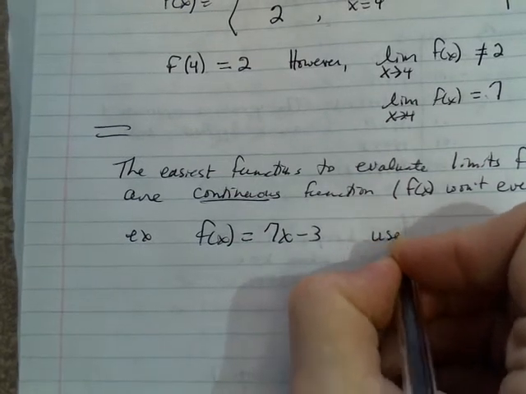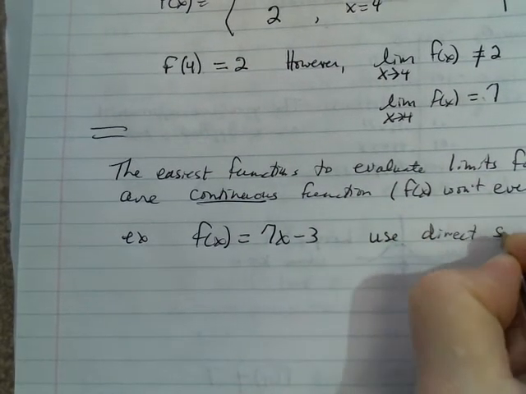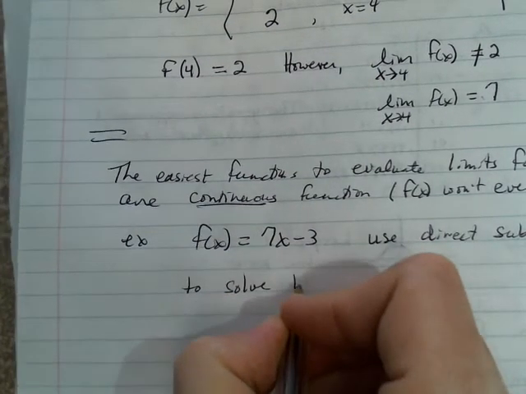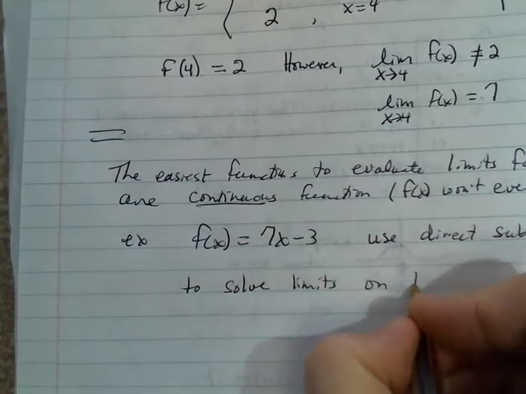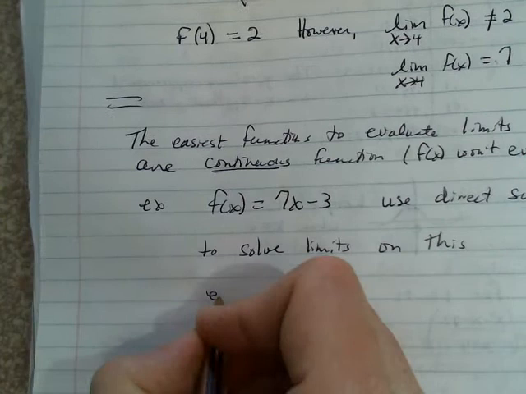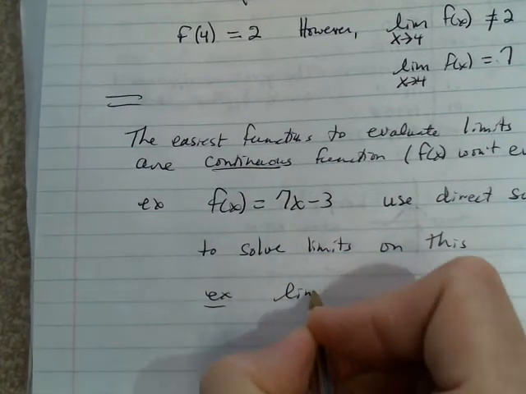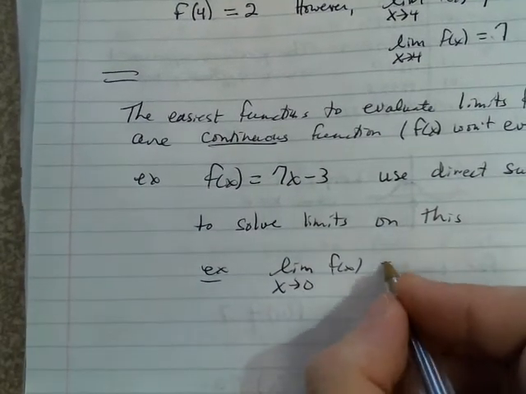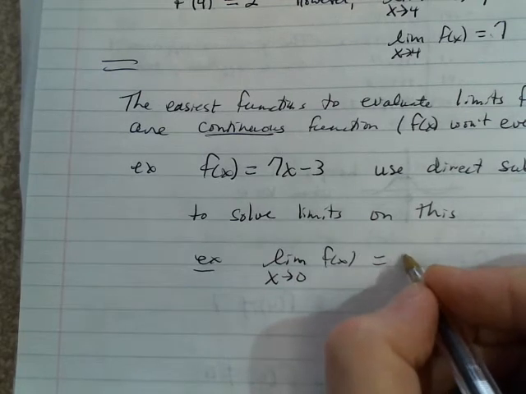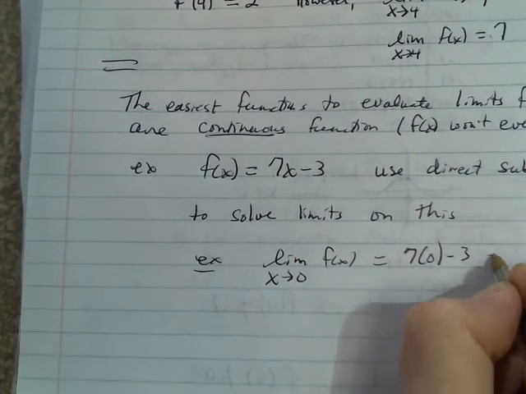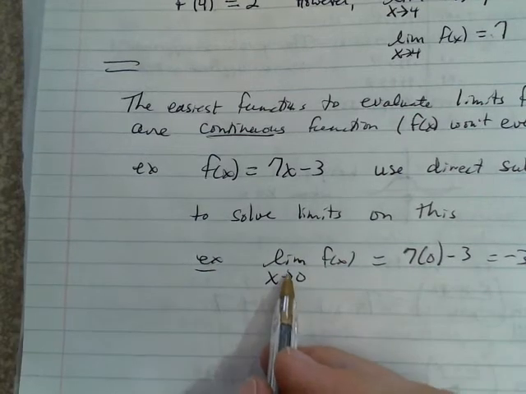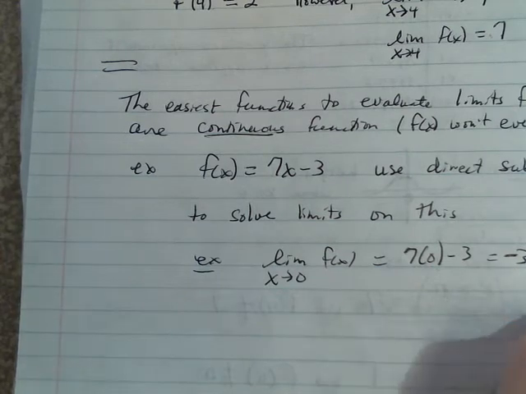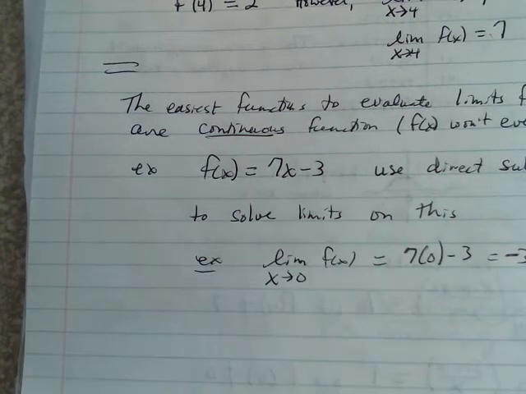We are going to use direct substitution to solve limits on this or any continuous function. For example, if I want to find the limit of that f of x function as x approaches 0, let's say, all we have to do, because it's continuous, is directly substitute 7 times 0 minus 3, which is negative 3. So the limit of that function as x approaches 0 is equal to negative 3. You can show that numerically, you can show it graphically, analytically, it's already as simple as it can get.